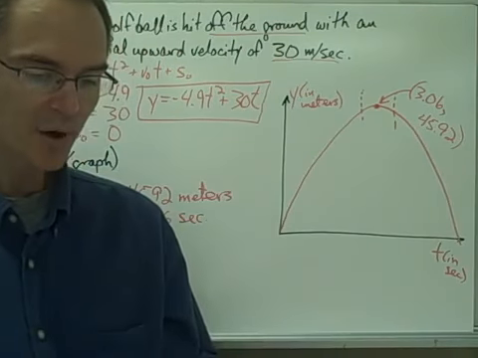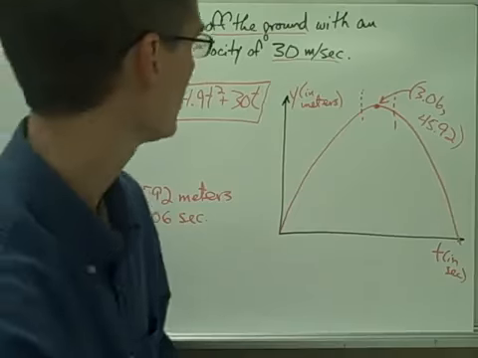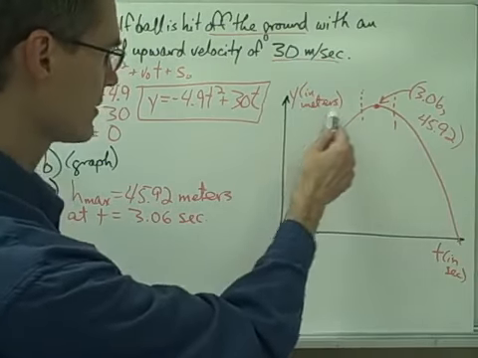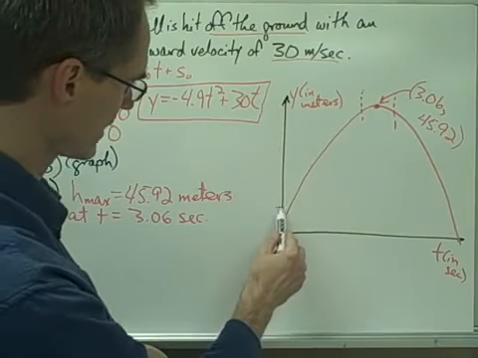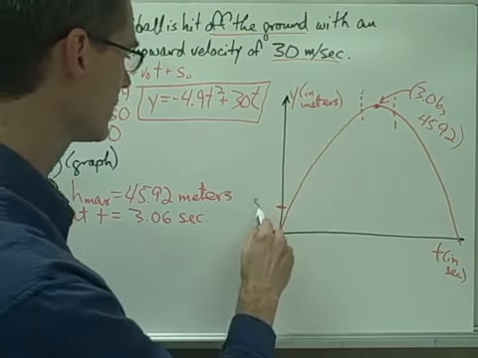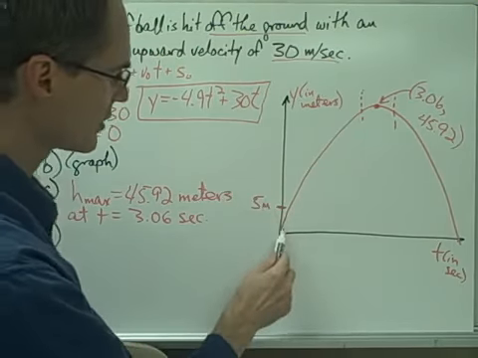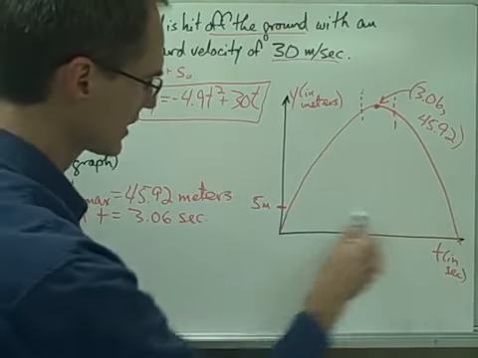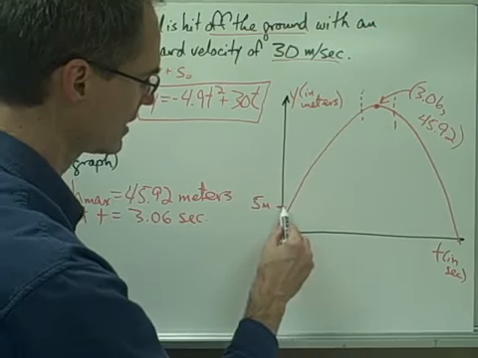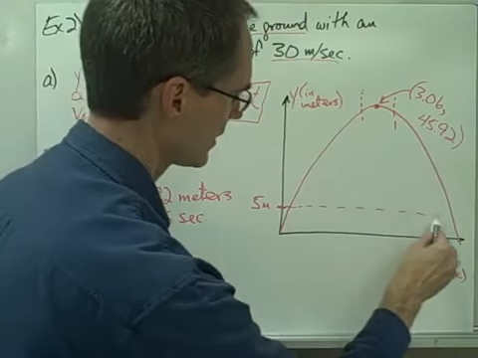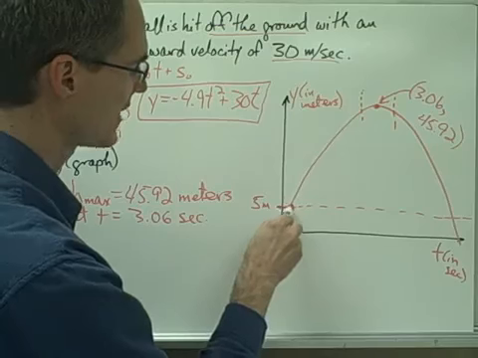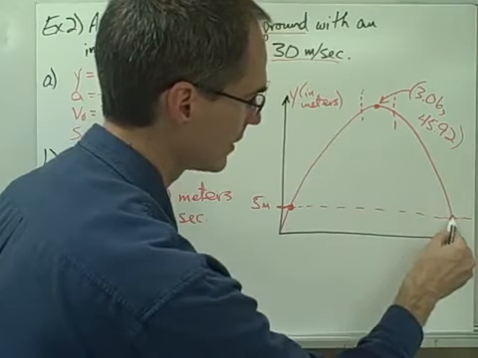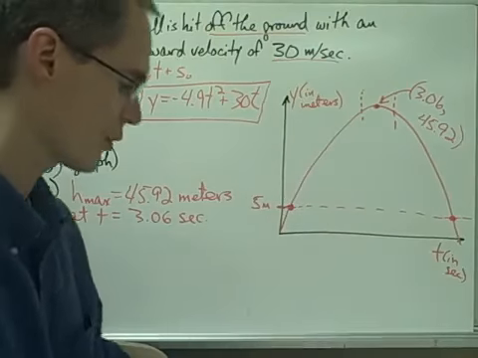Part D, when is the golf ball 5 meters off of the ground? So let's see, if right here it's about 45 meters, 5 meters off the ground is about right here. I want to know when is the height of the golf ball equal to 5 meters. It looks like that's going to happen at 2 points. It's going to be happening right here and also right here. In other words, it's going to be at 5 meters off the ground when the ball's going up, and then again when the ball is coming down. So I'm going to have 2 answers for this question.